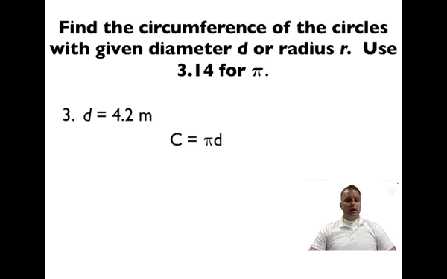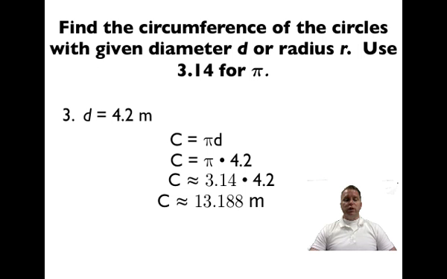Okay, so circumference is equal to pi times d. We have d in this case, so we don't need to multiply by 2. So we've got circumference is equal to pi times 4.2. We're going to change the pi to 3.14, which also changes our equal sign. And if we do 3.14 times 4.2, we will get c is approximately 13.188 meters.